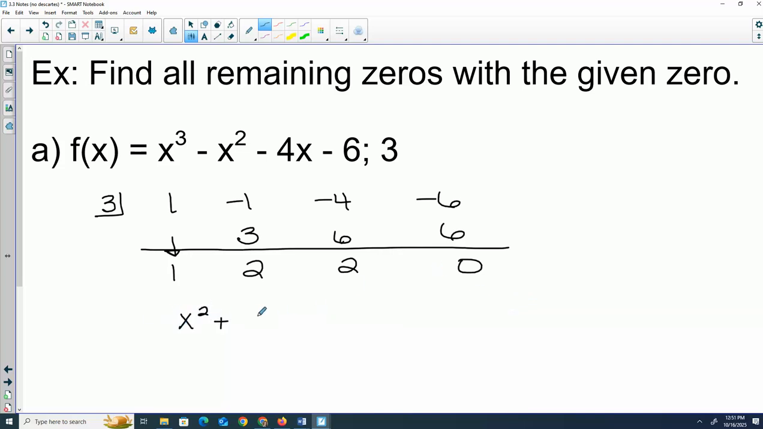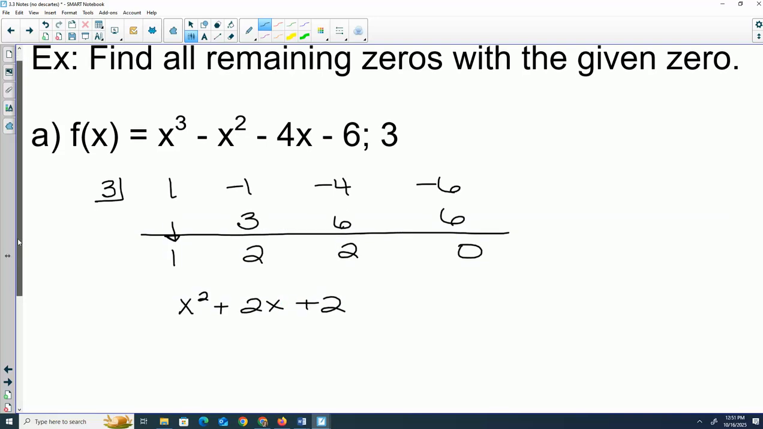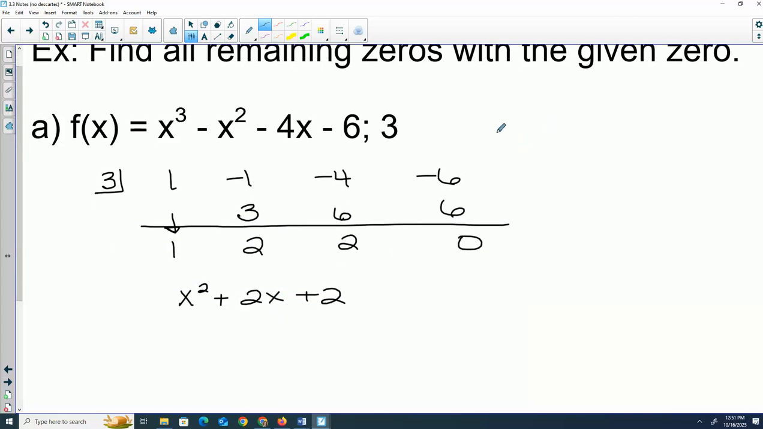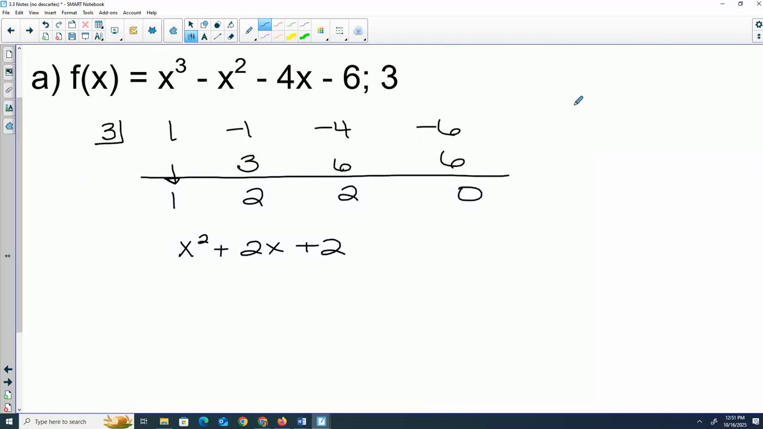So this is x squared plus 2x plus 2. Okay, remaining zeros. It was an x to the third, so there should be 3 zeros. I gave you one of them, we need 2 more. I need to factor this. So you say multiply to 2 and add to 2? No? But it's a quadratic. How do you solve a quadratic? Quadratic formula. You guys remember that?